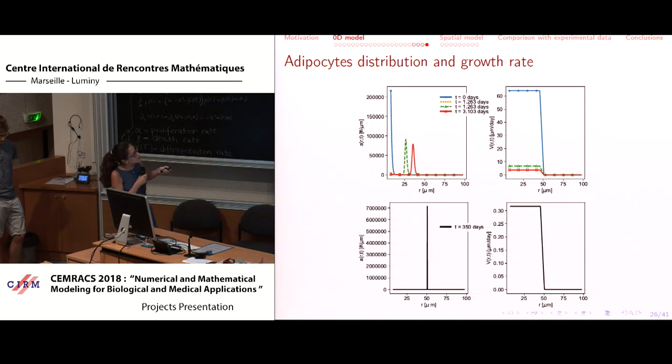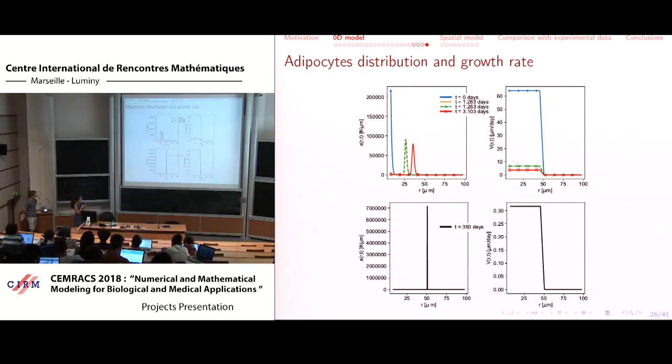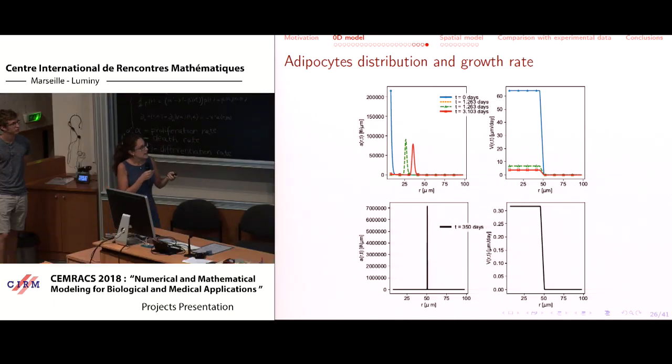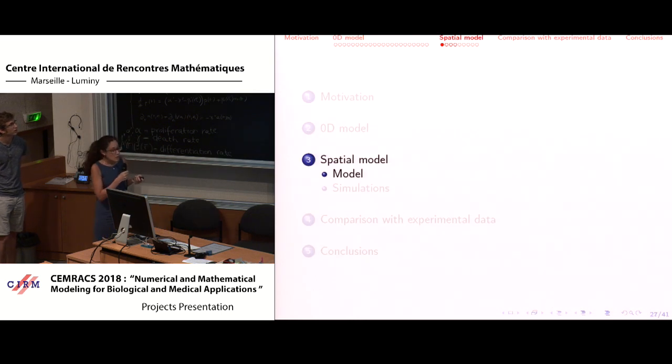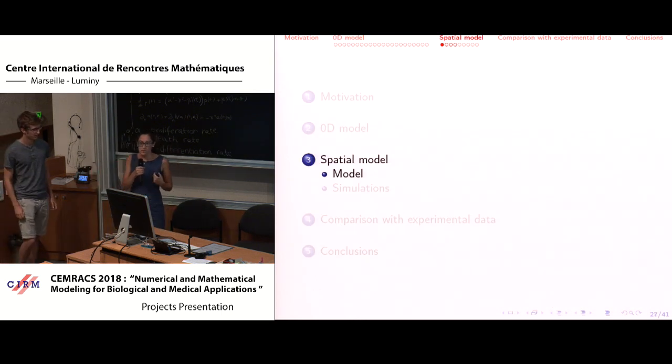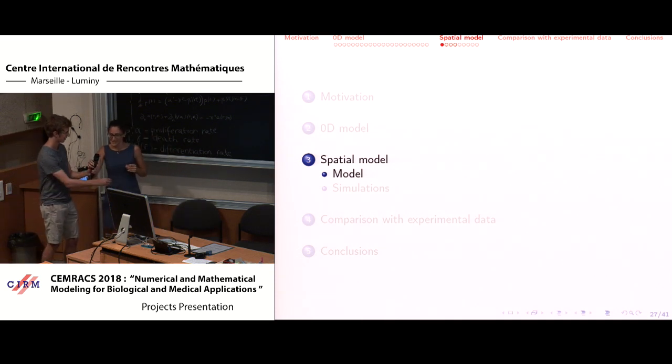This last plot represents the adipocytes distribution at the last time step, so after 350 days. And here we observe that all the adipocytes are concentrated at the maximum radius. So we can see that this is a Dirac mass, and this is what we expected from the theoretical studies. Okay, and now we will speak about the spatial model. So we introduce the space into the model, and Pascal will present it.